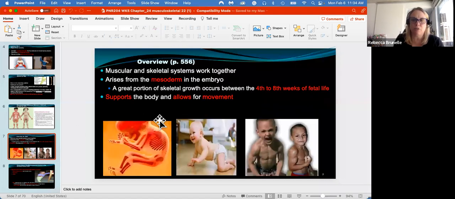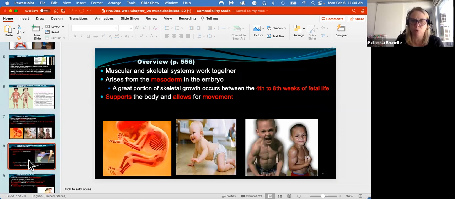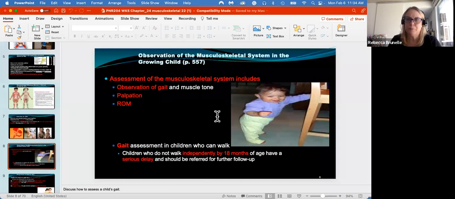So this is just going over how the musculoskeletal system and the other systems really work together. They develop at about the same time, in the gestational age of children when they're developing in utero. There are lots of things you can learn about kids just by observing them. Are they standing up? When should kids be standing up and walking?